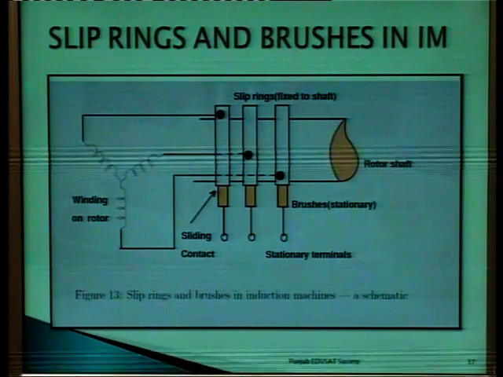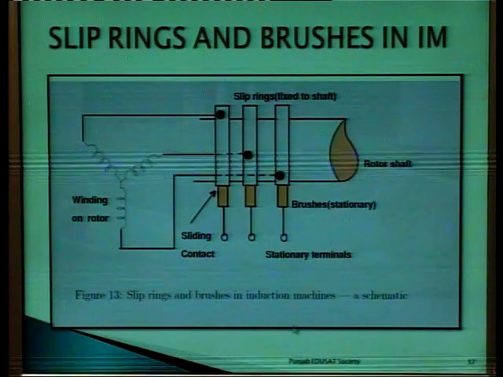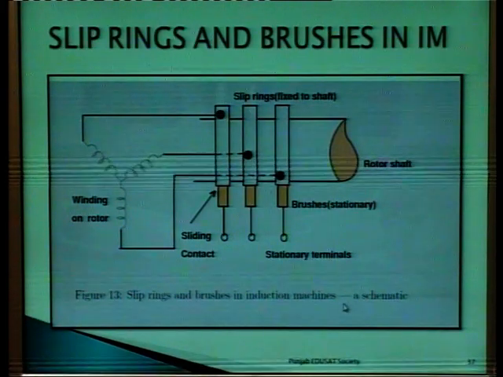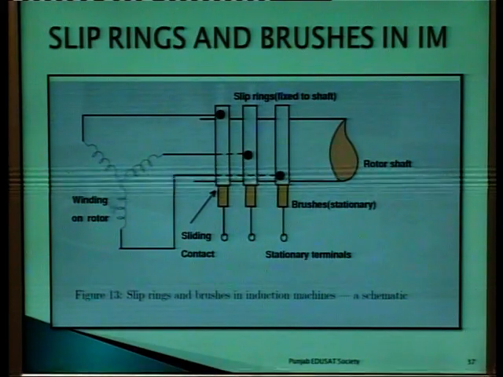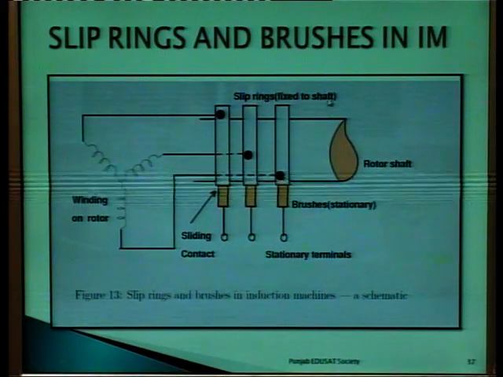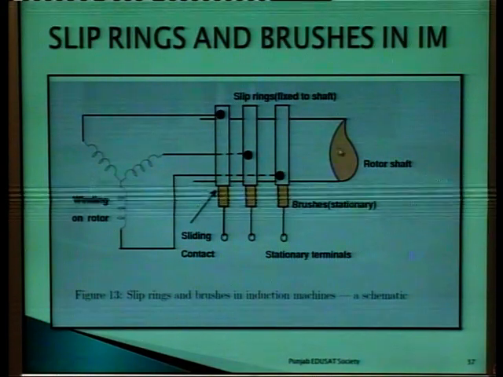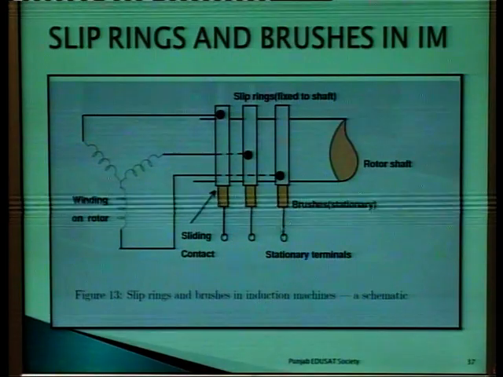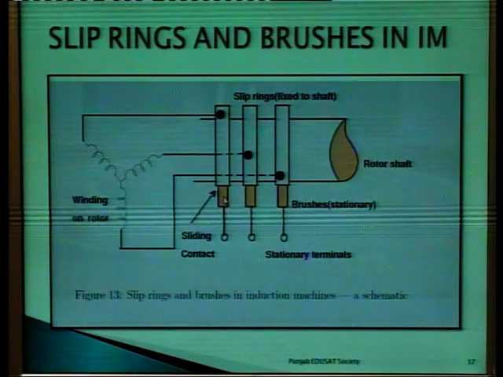These are the slip rings and brushes in induction machines. This is the sliding contact winding on the rotor, slip rings fixed to the shaft, and this is the rotor shaft shown here in this figure. These are the brushes, stationary terminals, sliding contact with the slip rings.